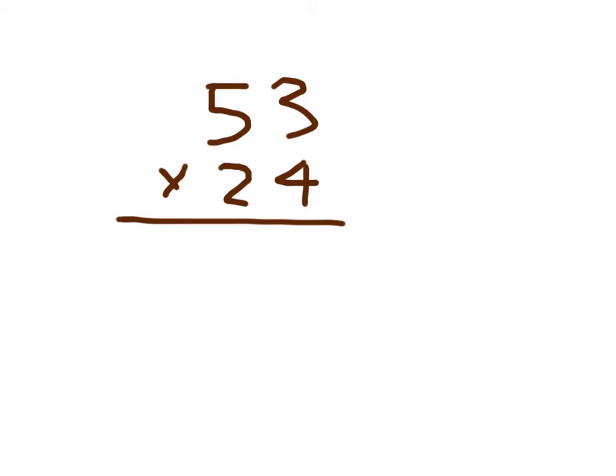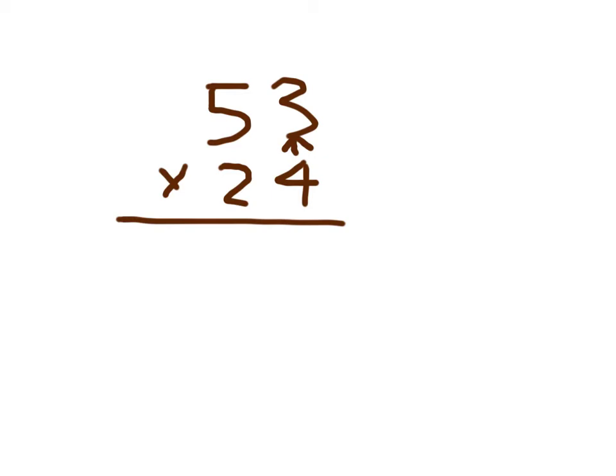Let's try a problem. We have this problem right here. It's 53 times 24. Now what we'll do is we'll start, and we'll take a look here. I'm going to write this here. 53 times 24, we'll start with our ones place here, and we'll start with that 4, and we'll go step by step. We'll go 4 times 3 to begin with.